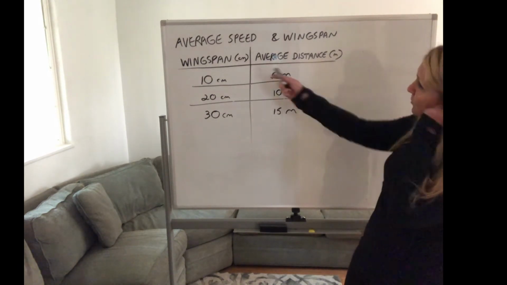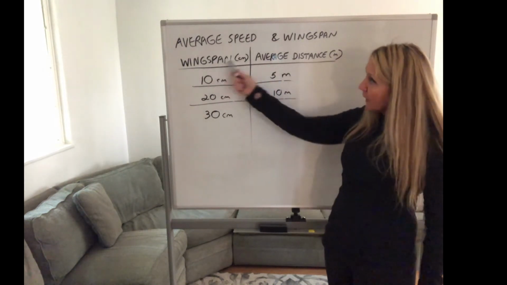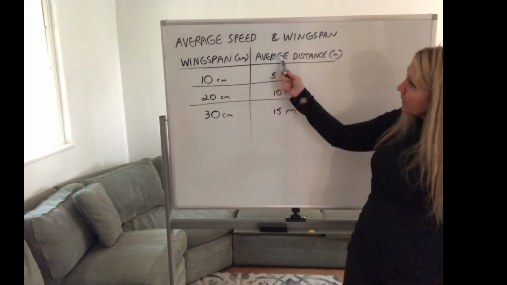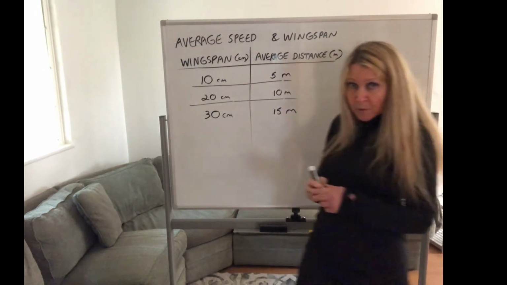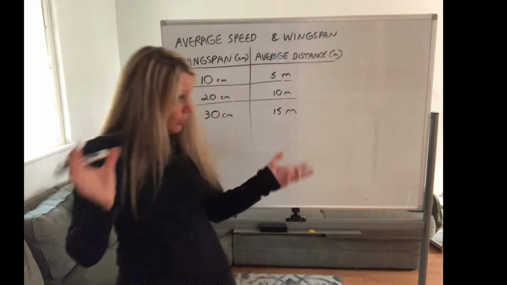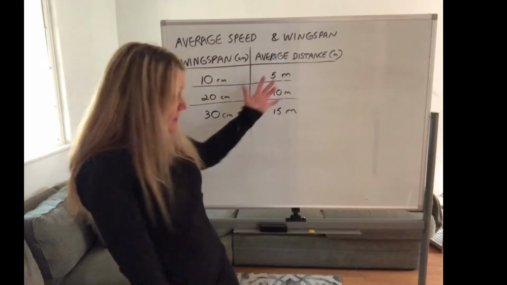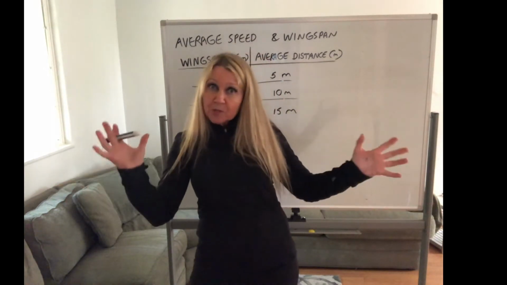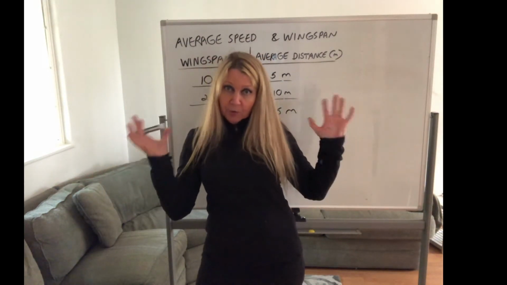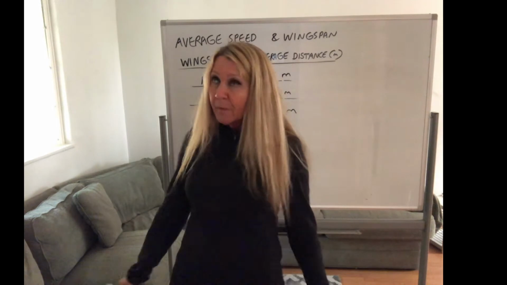So what are the 2 things we're looking at? We're looking at wingspan and average distance. And in the other video, we talked about the variables. I just want to review because a graph is going to show that relationship between the 2 variables. So we're going to graph these variables.